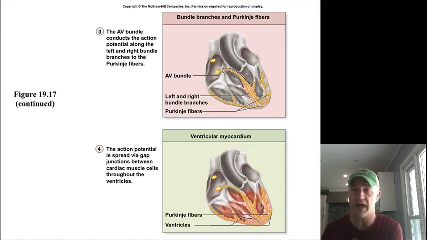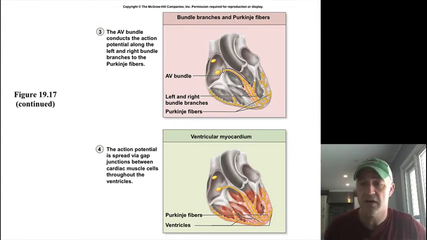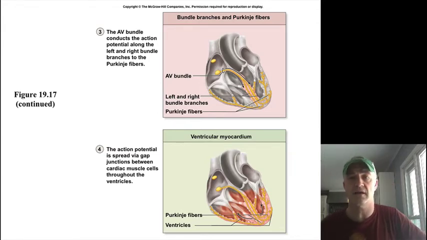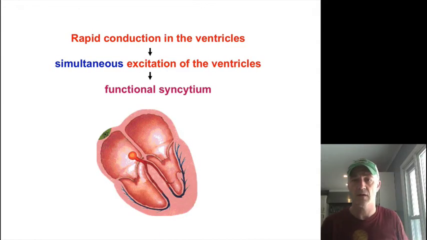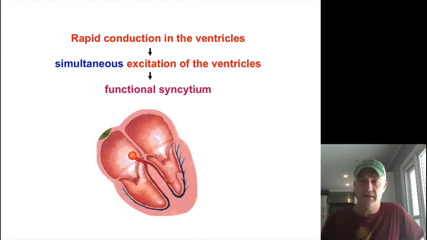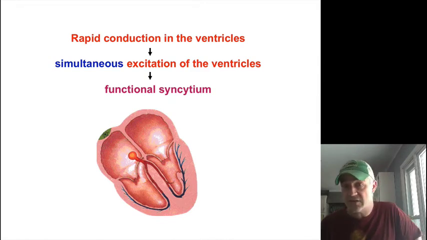It is then going to move down the bundle of His through the bundle branches up to the Purkinje fibers, and we're going to get depolarization and contraction starting at the apex of the heart and working its way superiorly up the ventricles as a unit to cause the ventricles to contract and eject that blood out of the heart. So again, the atria work as a syncytium, and the ventricles work as a syncytium as a single unit.